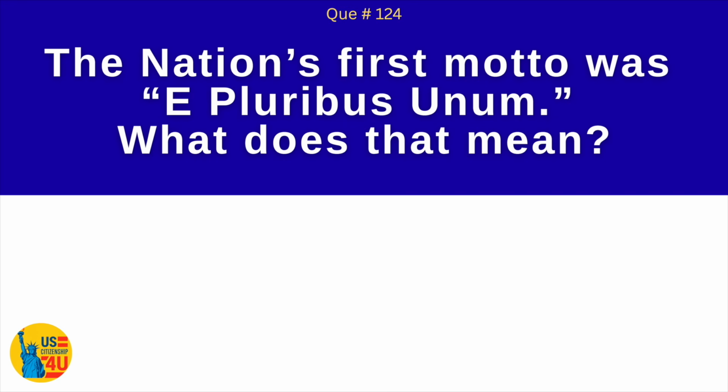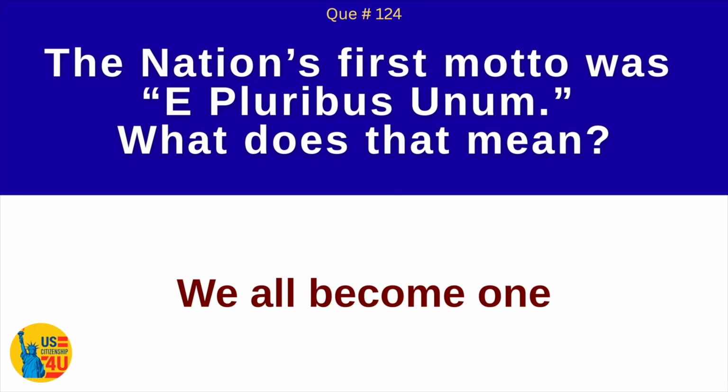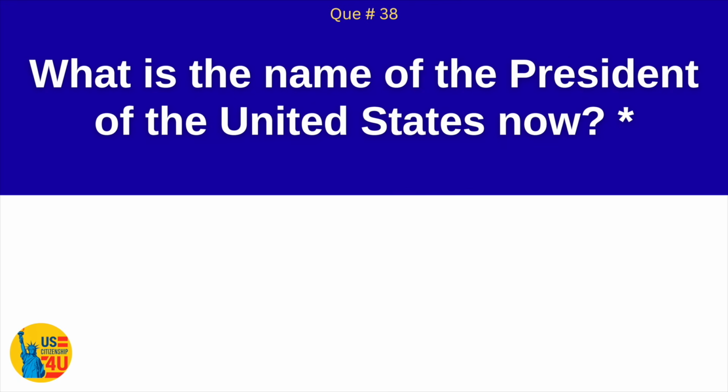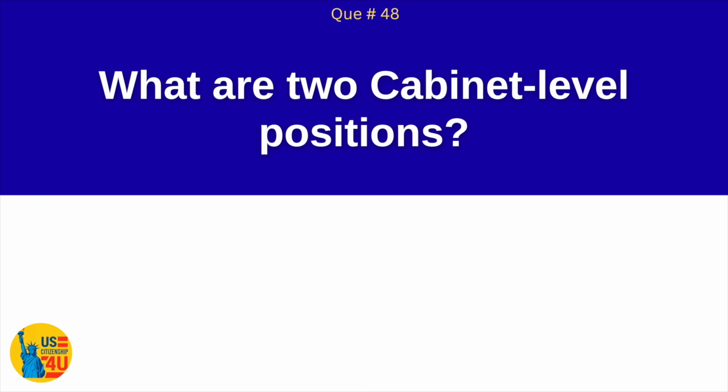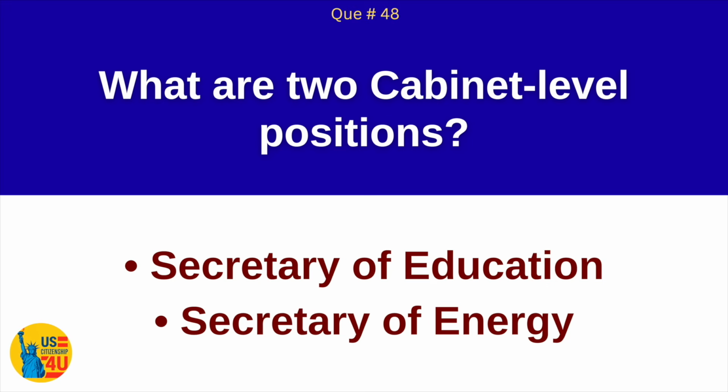The nation's first motto was, E pluribus unum. What does that mean? We all become one. What is the name of the President of the United States now? Donald Trump. What are two cabinet-level positions? Secretary of Education, Secretary of Energy.